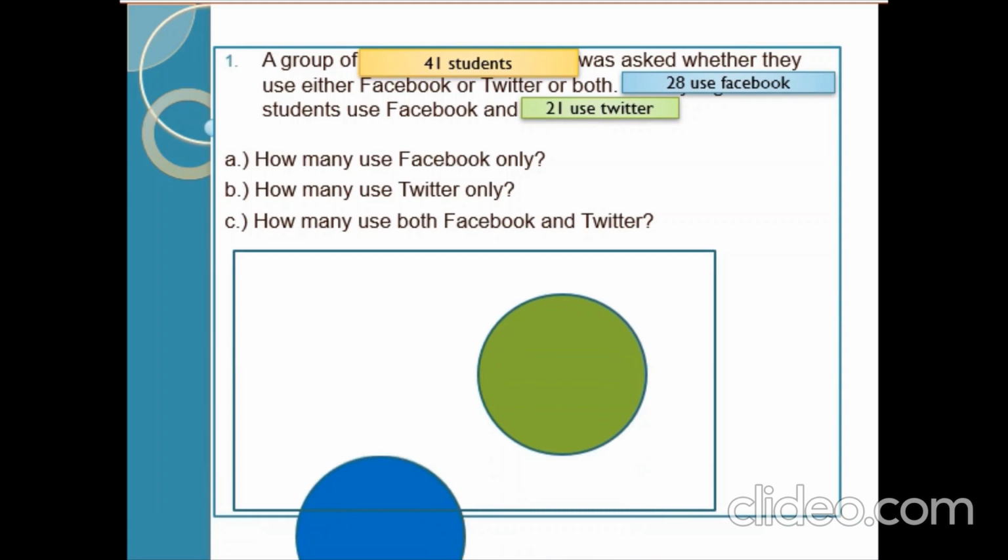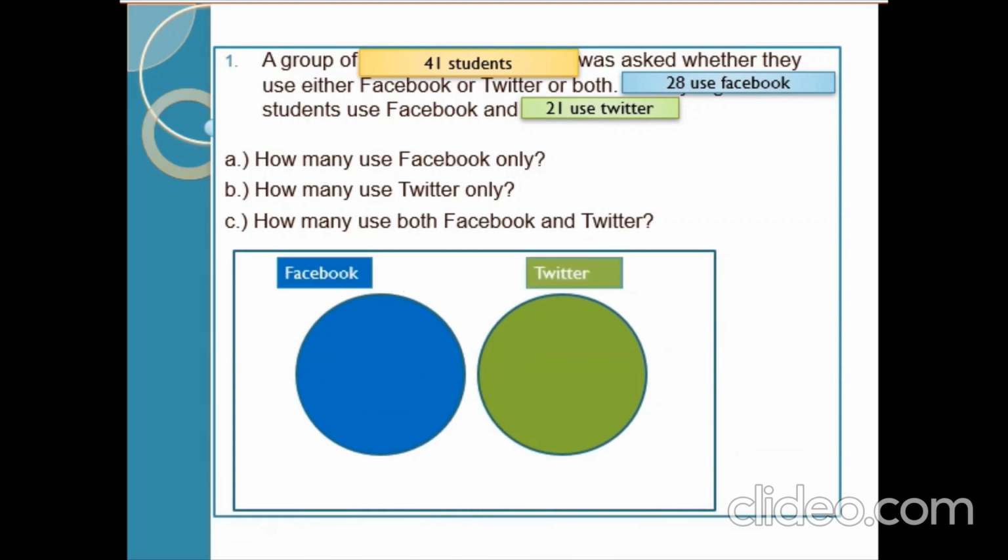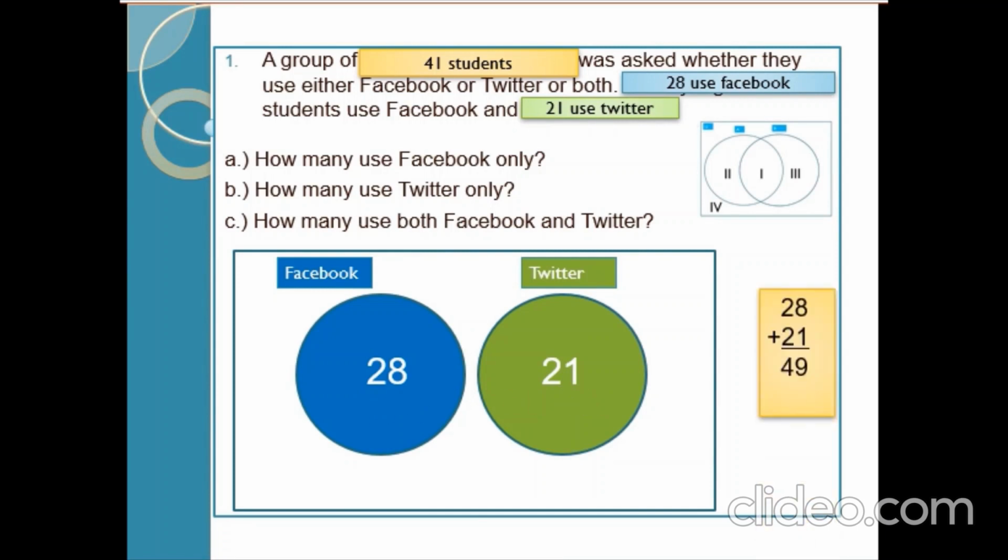Remember, in a two-set Venn diagram, we have a total of 4 regions. We have to fill in these regions. Now, if we add 28 and 21, the two given numbers in our problem, we get 49. 49 does not match our total of 41 students.